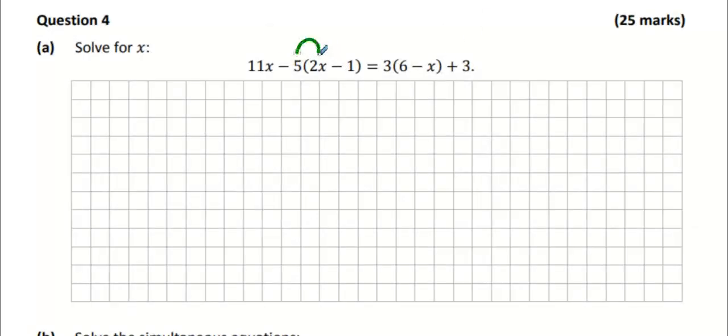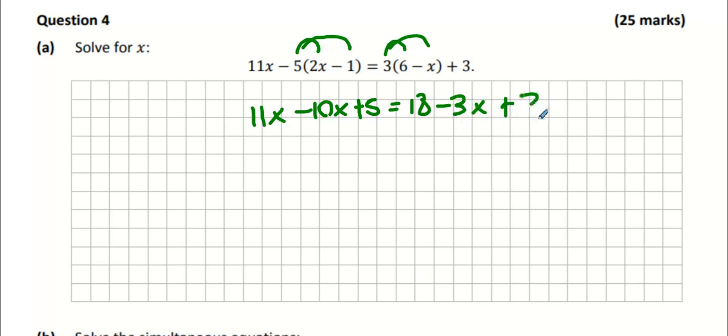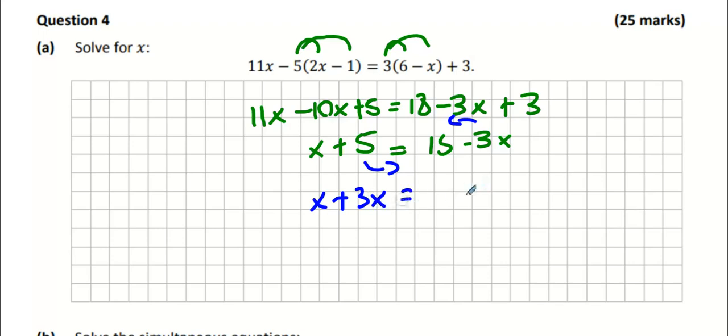So I'm going to multiply this out, lads. This is a bit of a gimme. What do you reckon? Yeah, this is nice. And then 18 take away 3 is 15. And then 11x plus 5 on that side, isn't it? Bring the 3x to the left and the 5 to the right. X plus 3x equals 15, take 5. 4x equals 10. X equals 2.5. There you go.